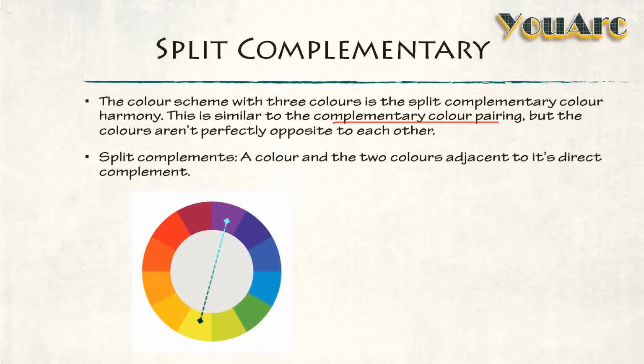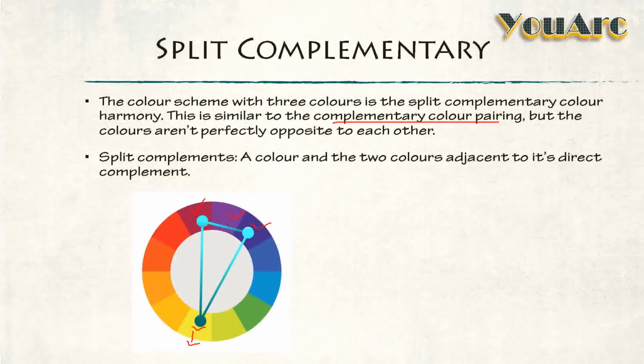So as we see here, yellow is opposite to purple, violet here, right? It is direct complementary. So when it is coming to split complementary, let's consider a color, yellow. Okay, and the two colors adjacent to the direct complement. What is the direct complement? It is violet. So what is adjacent to the direct complement is these two colors. Okay, so this becomes our split complementary color combination.